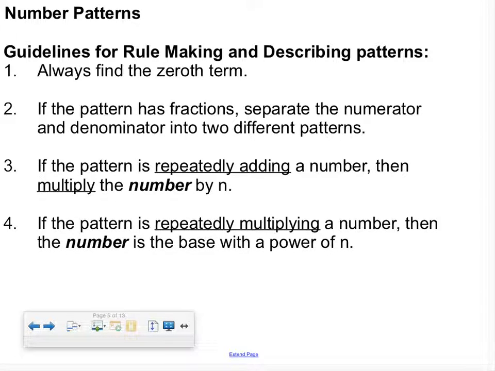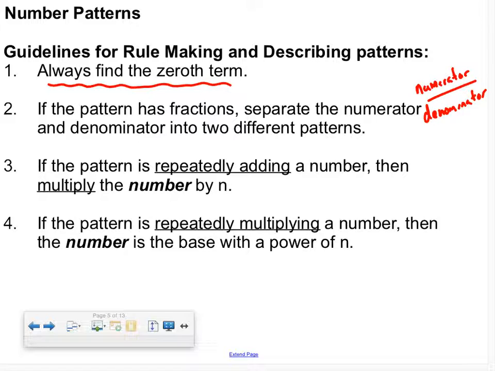All right, so number patterns. A couple of guidelines when we deal with number patterns, so anything that's not visual. Couple things that you should do is always find the 0th term. If the pattern has fractions, separate the numerator and denominator into two different patterns. Remember that the numerator is on top of the fraction and the denominator is on the bottom.